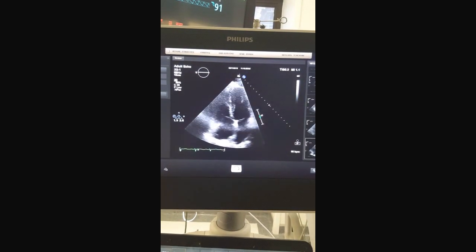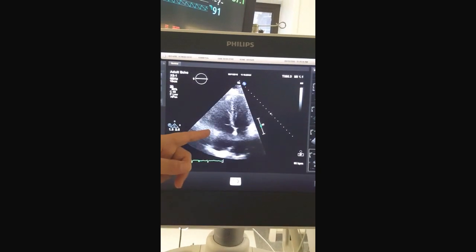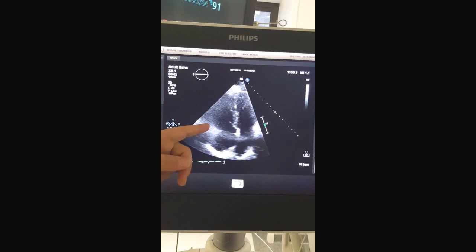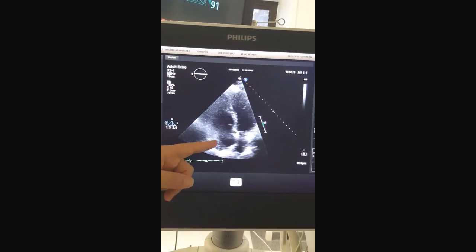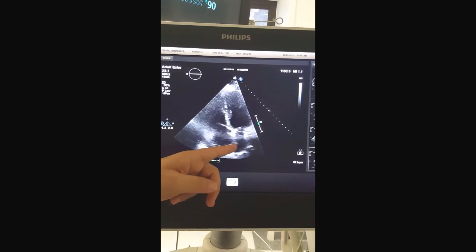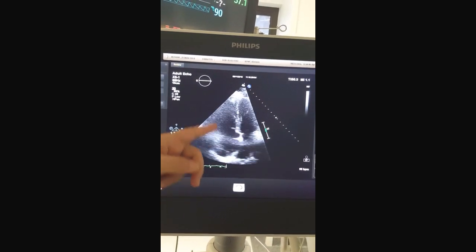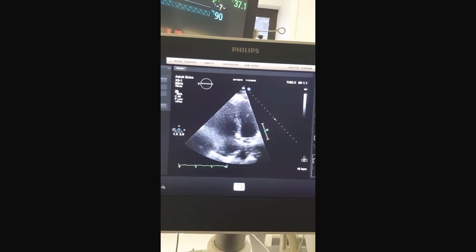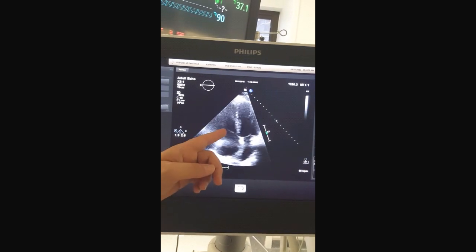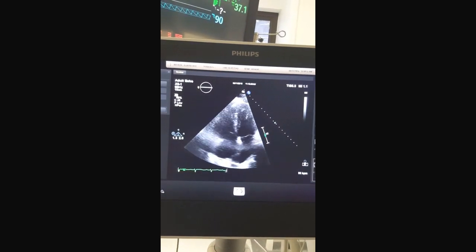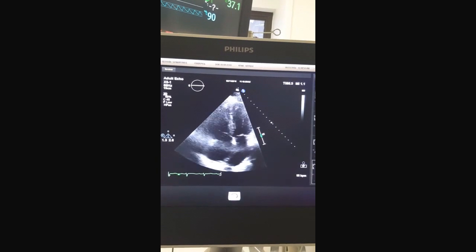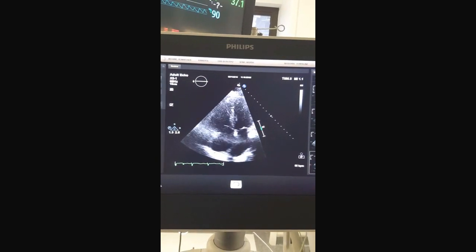We have to do color. Again, this is a very good image. You see that the right side is larger than the LV, the right atrium is larger than the left atrium, which indicates also there is a high blood volume inside the right side, RV and RA. And the septum motion is pushed toward the left side, which indicates a high pressure inside the right ventricle.